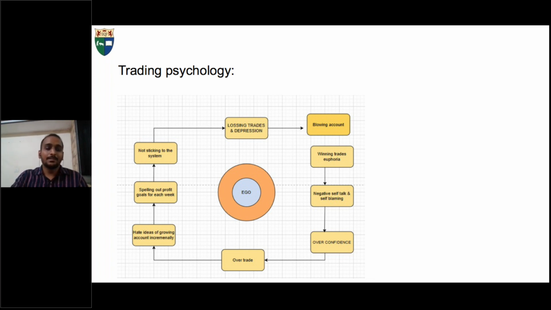And then finally, he spells out profit goals for each week, like: every week I will be gaining this percentage of profits. The trader thinks that every month he will be getting this percentage of profits. And then again, after facing a couple of losses, he's not sticking to a system for a longer run. Hence, losing trades and depression keep going, and finally he blows up accounts a number of times. This is the overall trading psychology, according to me, which a retail trader faces in his trading journey. It is very common. It is a part of the journey that everyone faces.